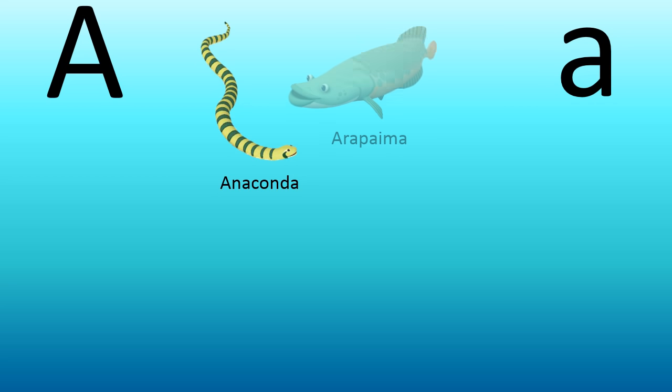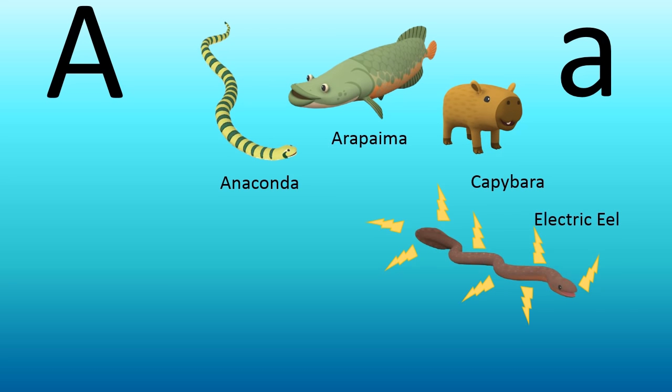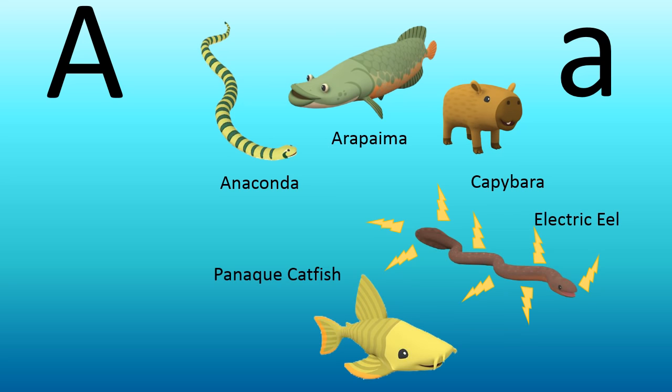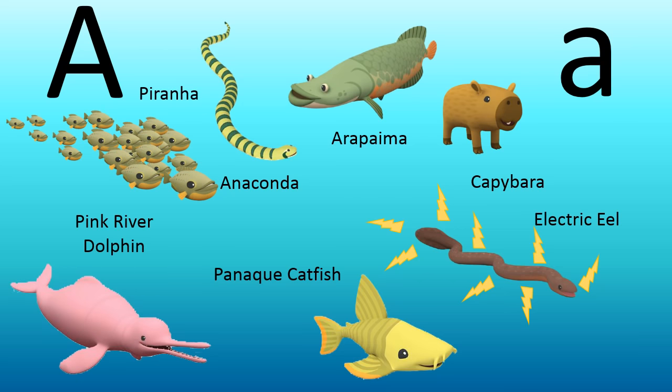For the letter A in the Amazon adventure, we saw the anaconda, the arapaima, the capybara, the electric eel, the panic catfish, the pink river dolphin, and a school of hungry piranhas. Yikes!